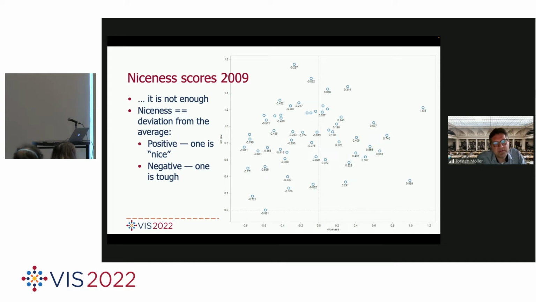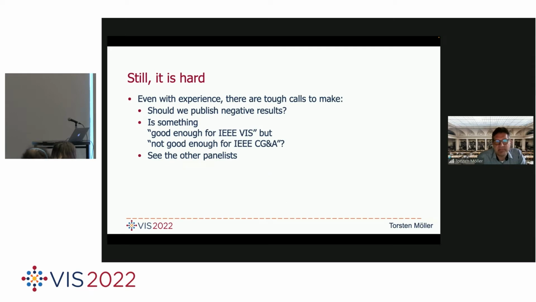So positive here is you're a nice reviewer, you give more than the average, and negative is sort of you're more tough. And this at least gives you a compass of where you're at. Still, it is hard. Even with many years of experience, they're really tough calls to make. Should we publish negative or null results? Is this paper, and that's a bit where the title is coming from, good enough for IEEE VIS, but perhaps not good enough for IEEE CG&A?